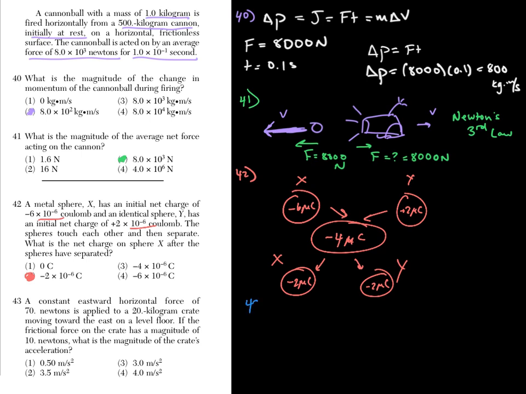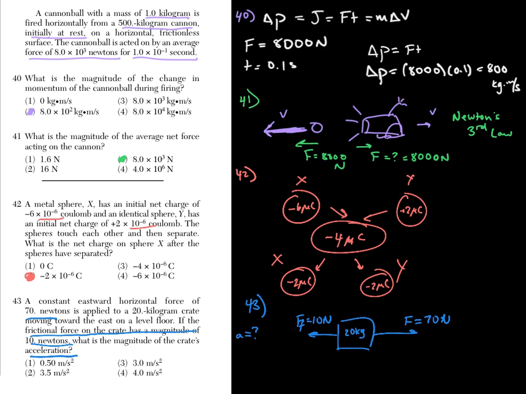Number 43. A constant eastward horizontal force of 70 newtons is applied to a 20 kilogram crate moving toward the east on a level floor. So the force here is 70 newtons. If the frictional force on the crate has a magnitude of 10 newtons in the opposite direction, what is the magnitude of the crate's acceleration?